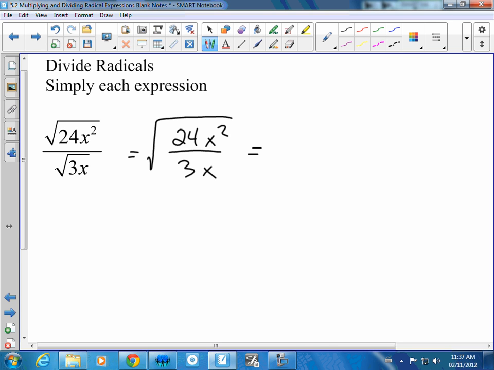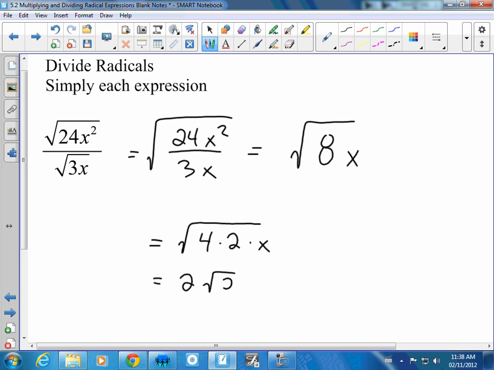You can do that. Okay, what's 24 divided by 3? 8. What's x squared divided by x? x, right? We know our basic rules of powers, right? Same base, you're dividing, you subtract the exponents. Okay, 8x, is that in its simplest form? Nope. It breaks down into 4, 2, and x. Is that correct? What's the square root of 4? So 2 root of 2x. Easy so far? Alright.